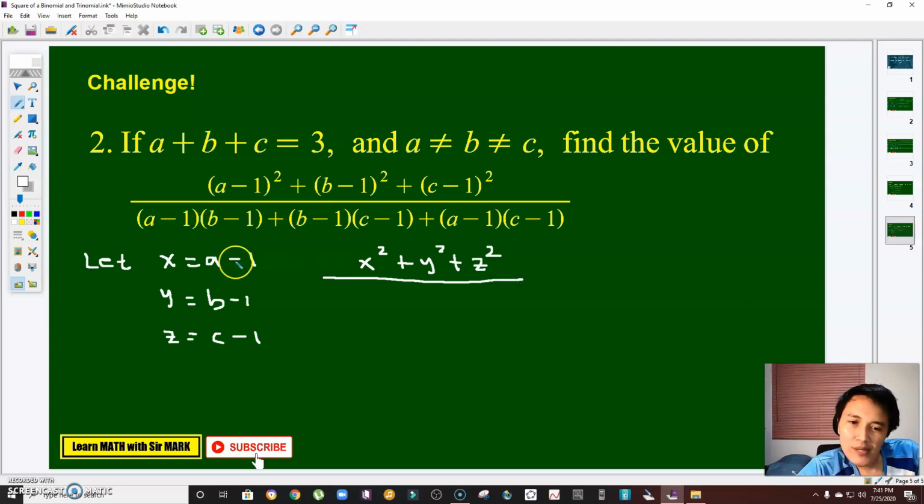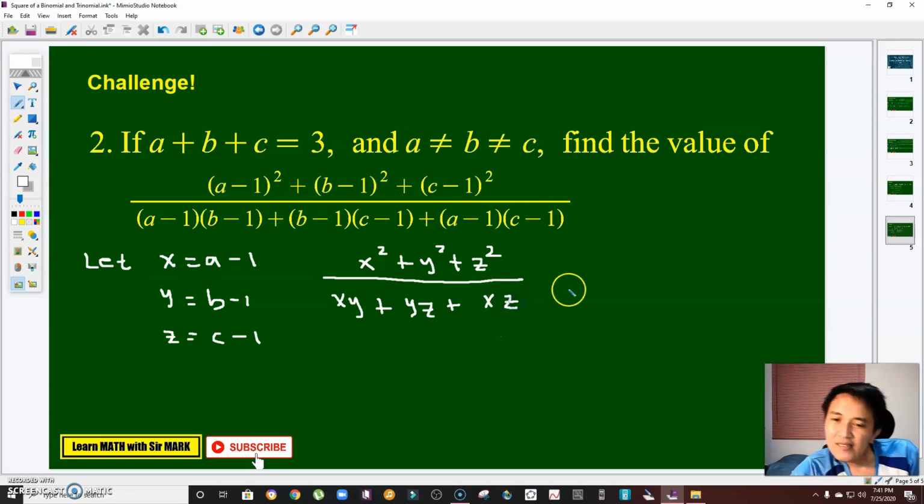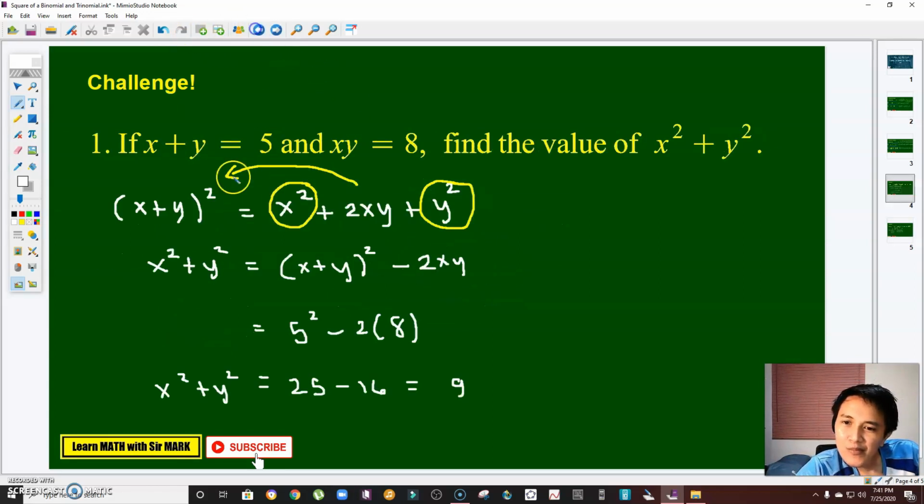A minus 1 times B minus 1 is simply XY, plus B minus 1 and C minus 1, that's simply YZ. And lastly, A minus 1 and C minus 1 is just XZ. See that? Now, the numerator is just like the previous problem. How did I obtain X squared plus Y squared? All I have to do is square X plus Y.